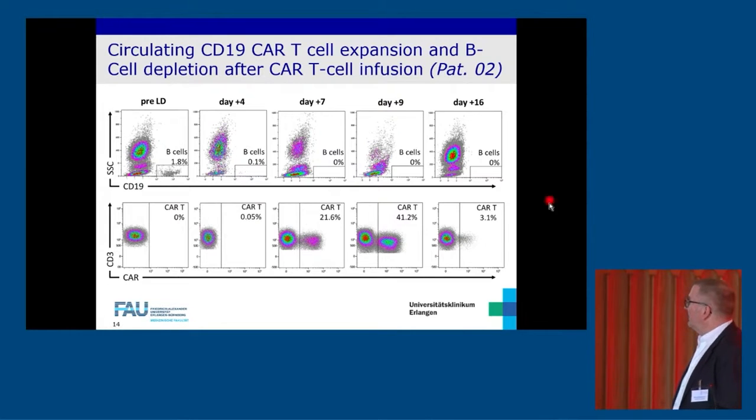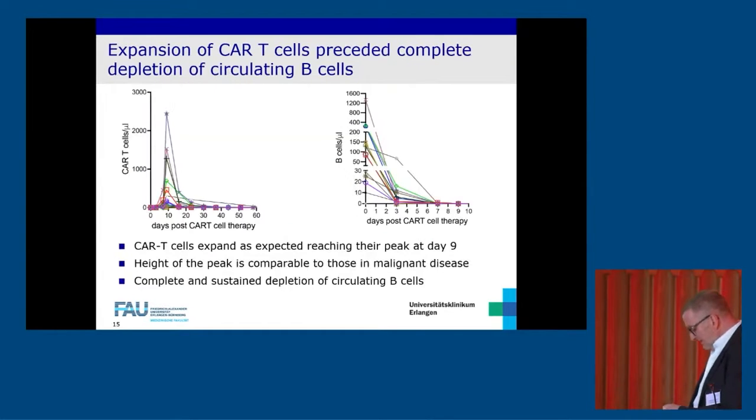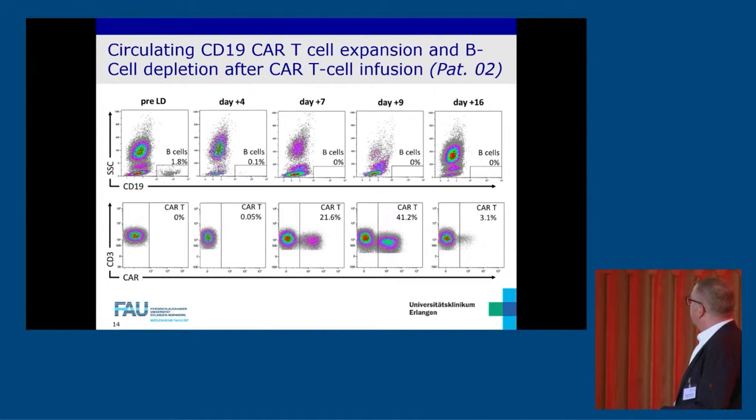And here you can see the expansion of CAR T cells, so CD3 against CAR, and you can see starting from day 4 up to day 9, in this patient, up to 41% of the T cells express the CAR. You see this nice expansion, and then there is a drop of the cells to 3% at day 60.